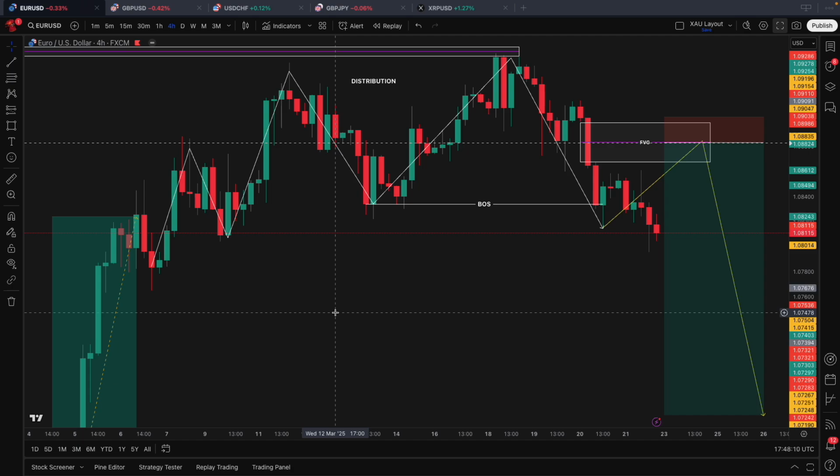Now, the first pair I'm going to go over in today's video is the Euro US dollar market. You can see here that price looks to be distributing. A distribution usually happens at the end of a bullish move, and what it implies is that demand is being removed from the market and supply is being introduced.